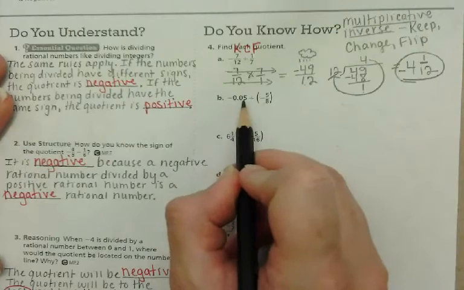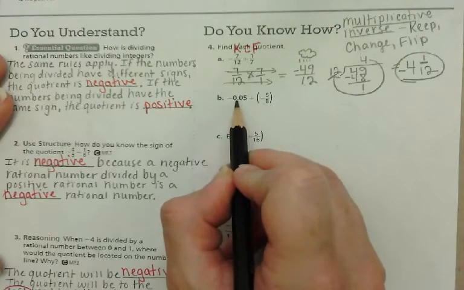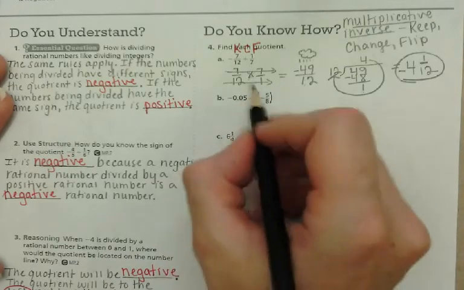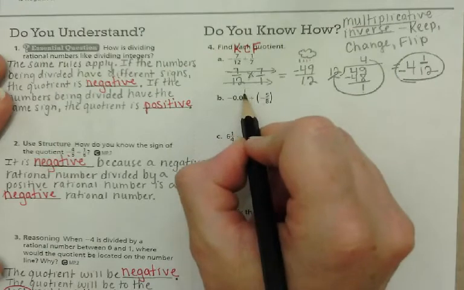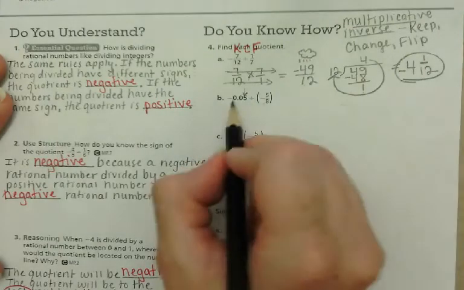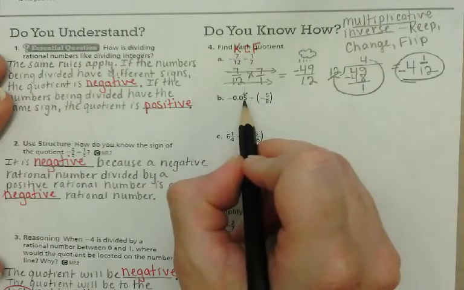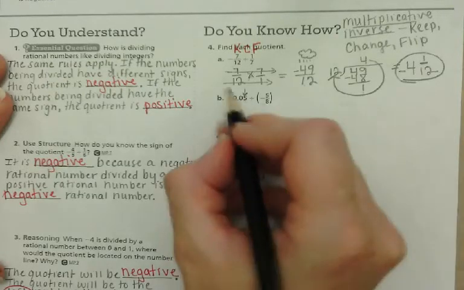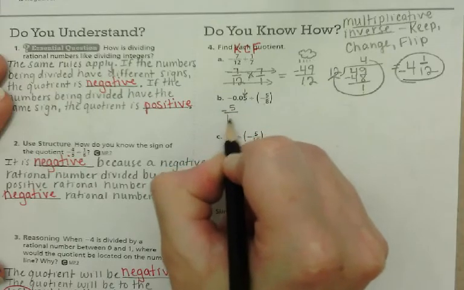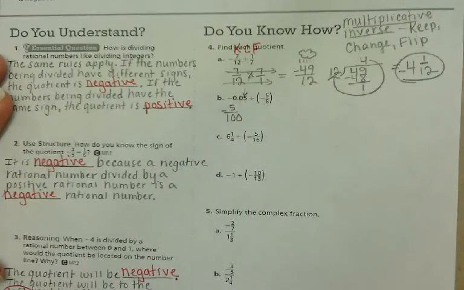However, the decimal here, this negative 0.05, is easy to turn into a fraction. All you do is identify the last digit place value of your decimal. So the last digit is the 5, and then you just name the place value, and that's in the hundredths place. So the fraction equivalent would be negative 5 over 100.